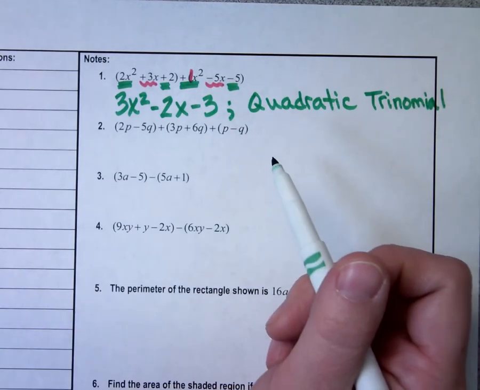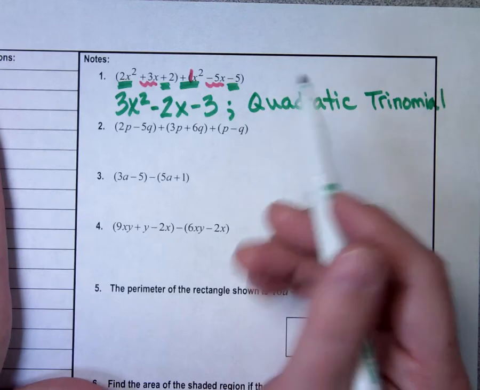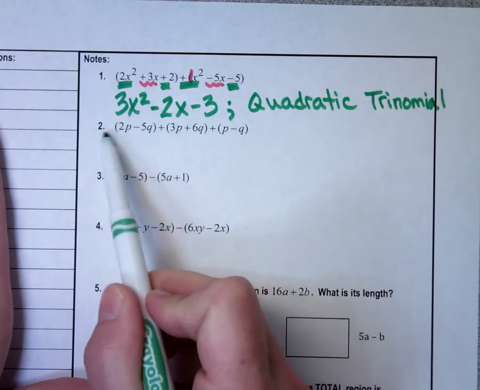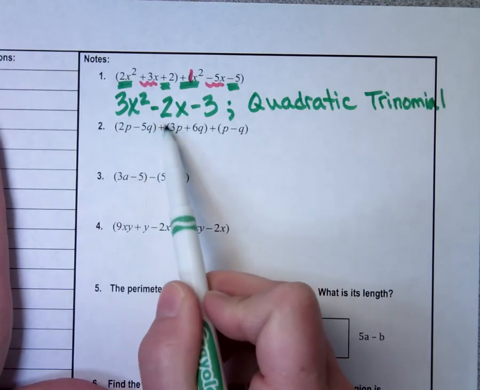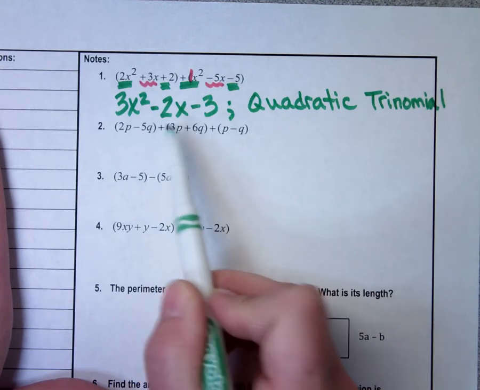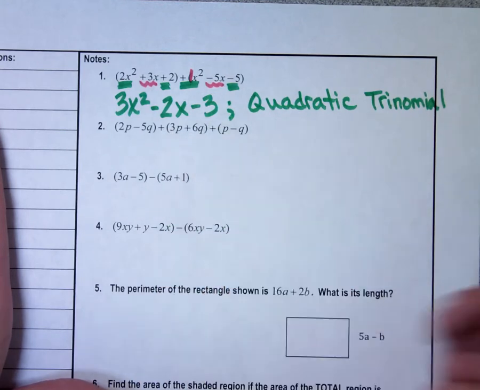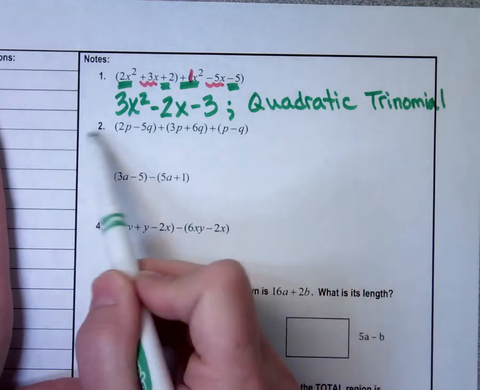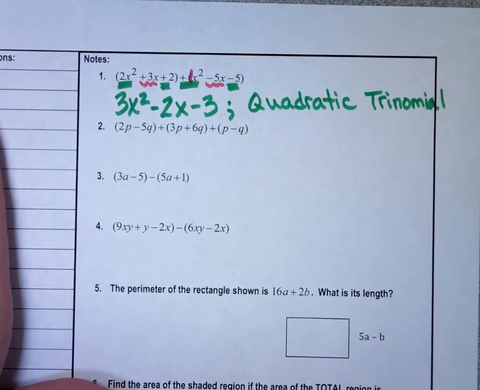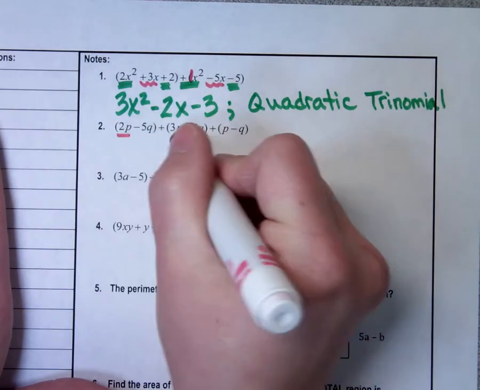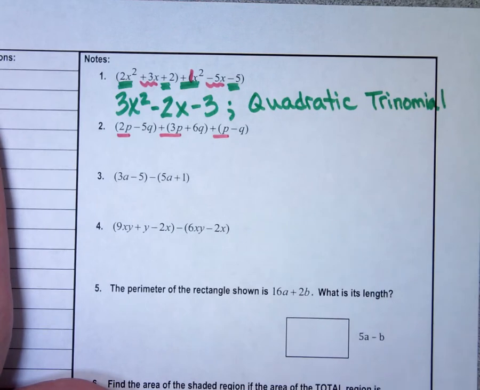Okay, number 2. I've got a bunch of parentheses, so let's look to see if we have anything to distribute. Anything here to distribute? No. Anything here? Nothing other than a positive 1. Anything here? Nope, nothing other than a positive 1. So the parentheses mean nothing. Pretend they're not even there. Since this time I have a mixture of p's and q's, it really doesn't matter what I start with. I'm just going to start with the p's. So I'm going to combine all my p's together.